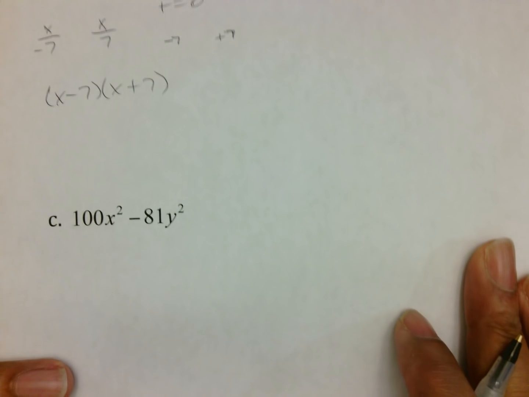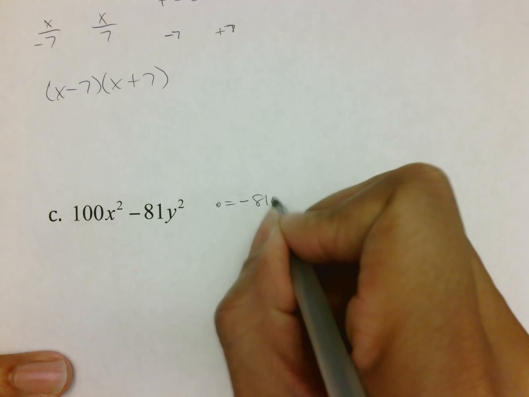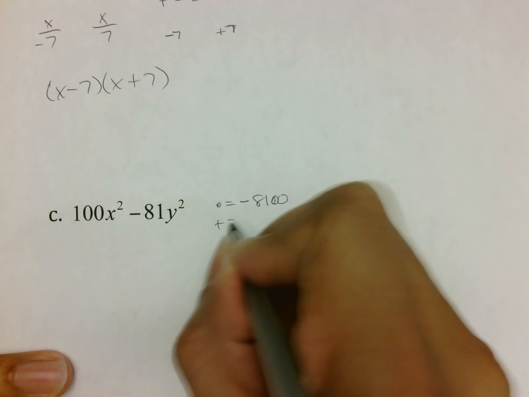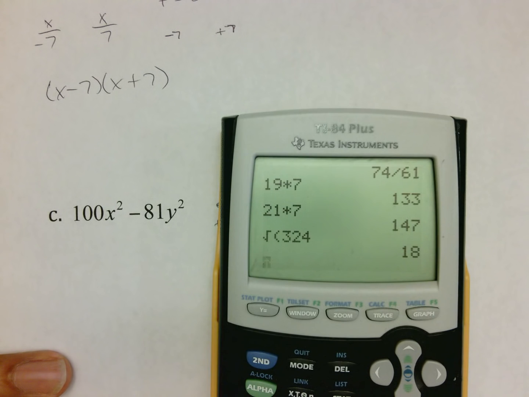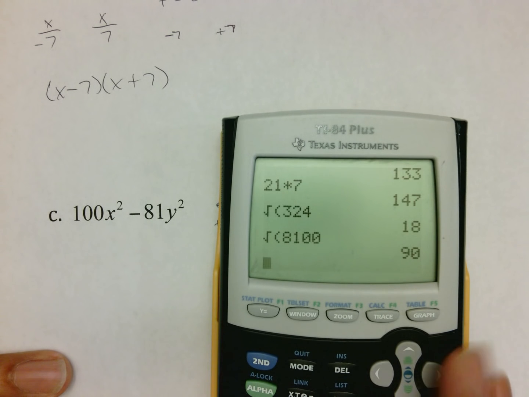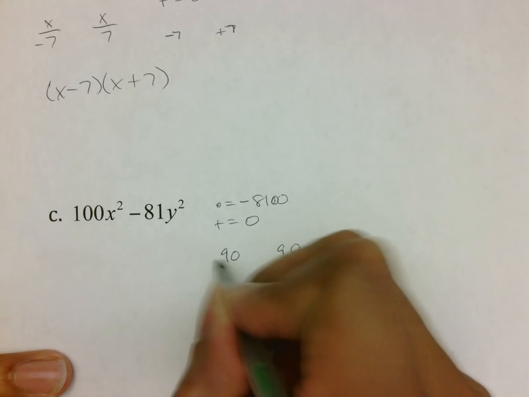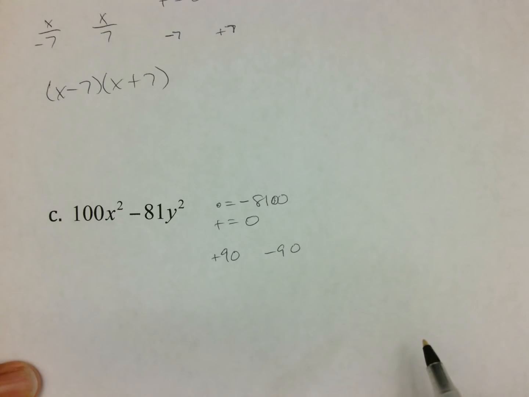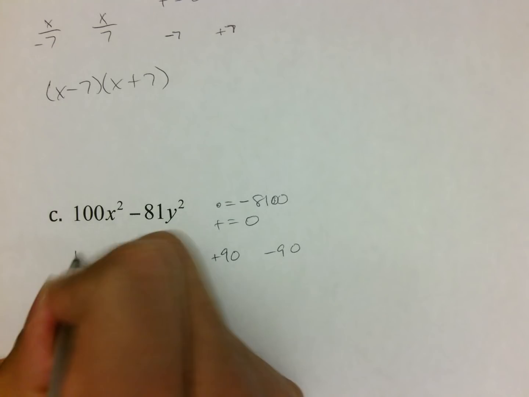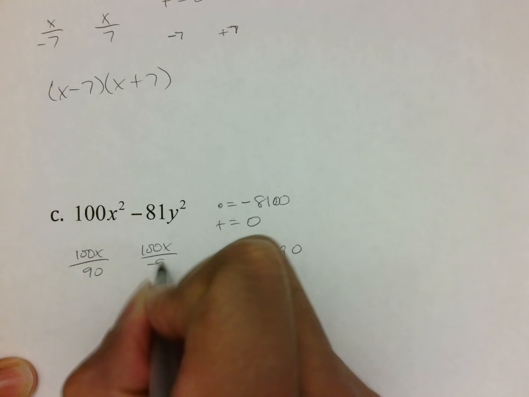The third one, looking at some big numbers. Here we're looking for numbers that multiply to equal negative 8100 and add to be 0. Again, if you get a big number like that, just do second x squared 8100, and you find out that 90 times 90 is 8100. So you got 90 here, 90 there, again a positive and a negative 90 because it adds to be 0. And so what we do now is we put 100x over 90. We put 100x over negative 90.